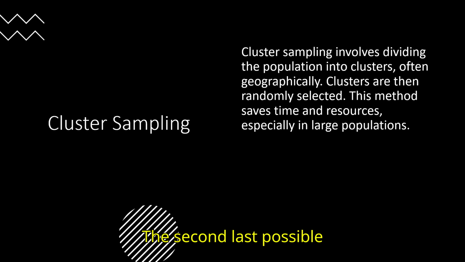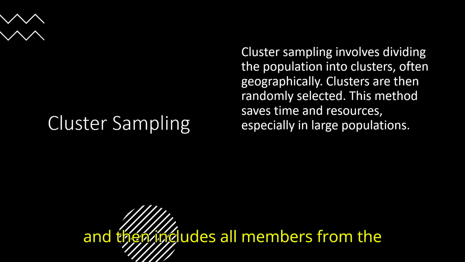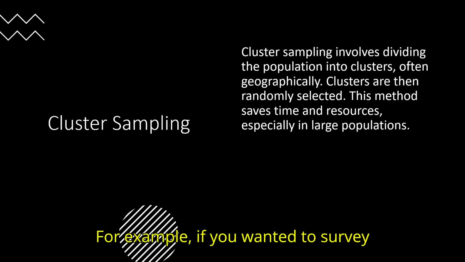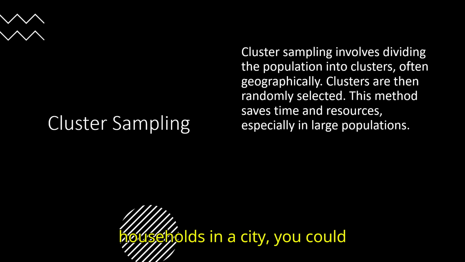The second last possible sampling method is called cluster sampling, where you divide the population into clusters, randomly select some clusters, and then include all members from the selected clusters in the sample. For example, if you wanted to survey households in a city, you could divide the city into blocks or clusters and randomly select certain blocks. Then you would survey every household in the selected blocks.